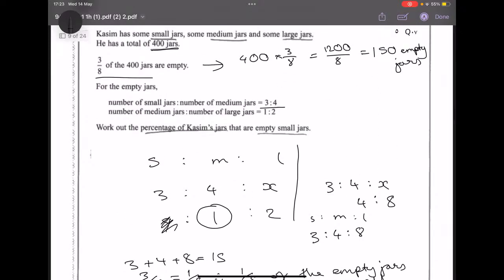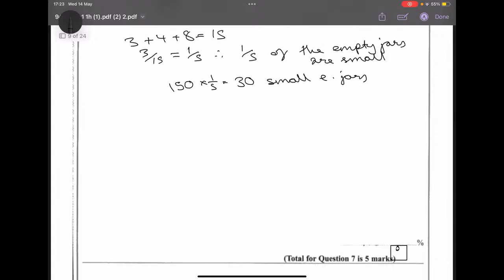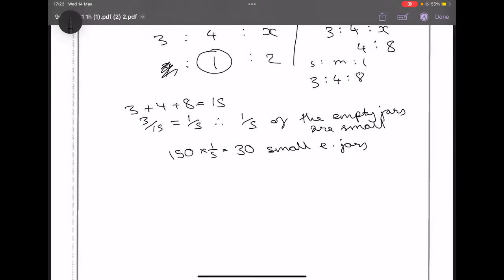Now, that does not give us the answer, as we are working out the percentage of Qasim's jars that are empty small jars. It is important to read every single question. It takes no more than 10 seconds to just see what units they're asking you, what form they're asking for your answer, as in this 5-mark question is definitely going to be 1 mark that you lose if you do not give the answer in the correct form, if not more.